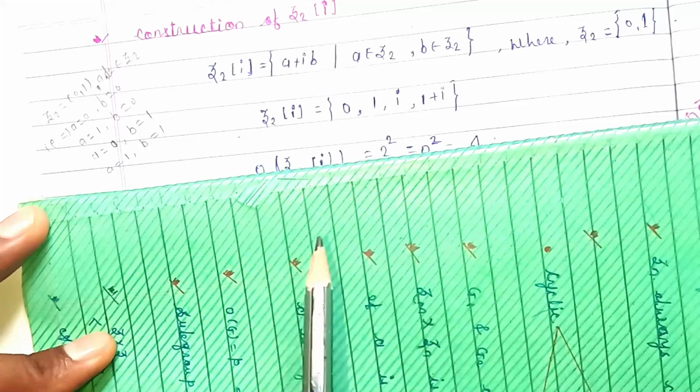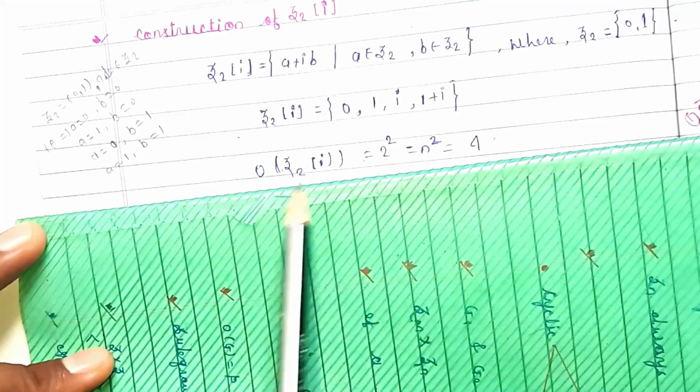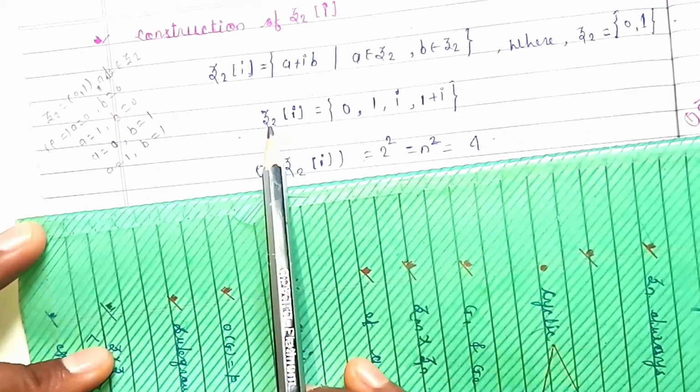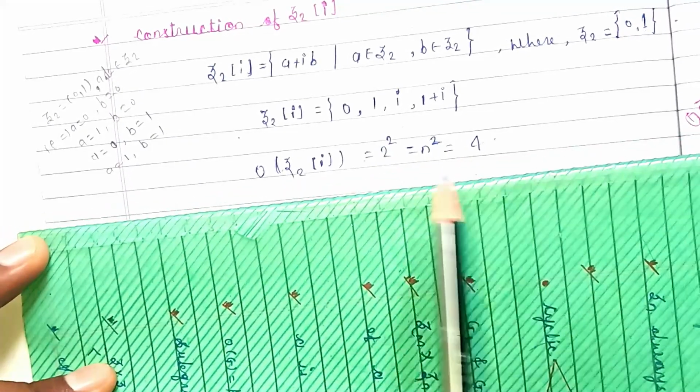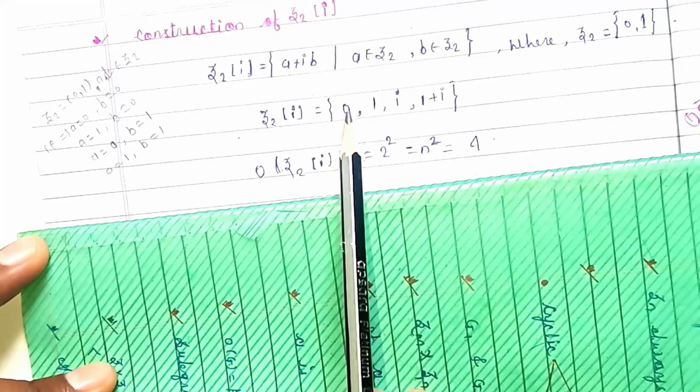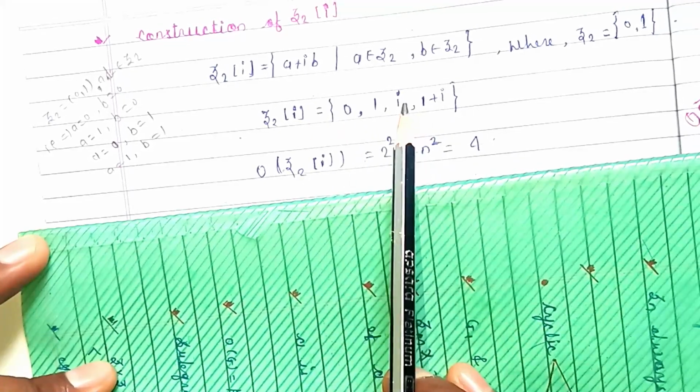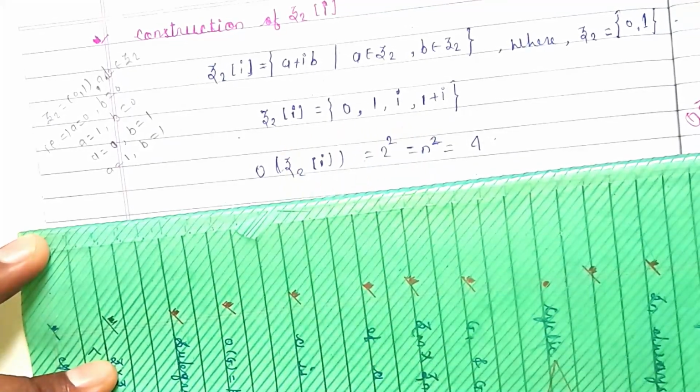Similarly, now find the order of Z_2[i]. The order of Z_2[i] is 2 squared, that means n squared, which is 4. So the order of Z_2[i] is 4. Now we can see we have 4 elements, and the number of elements in our group represents the order of the group.